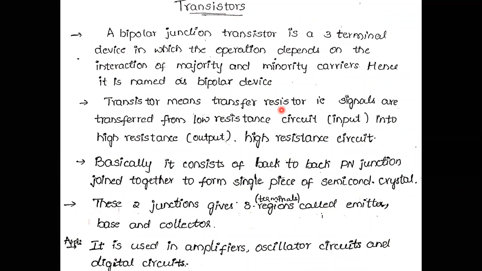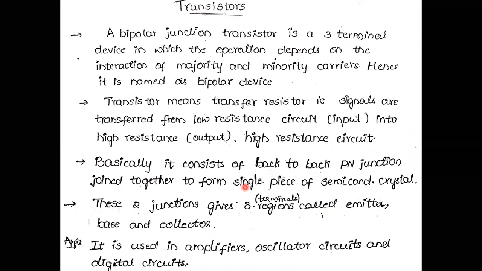Basically a transistor inbuiltly consists of two pn junction diodes, connected back to back. There are three terminals present in a transistor. Those three terminals are emitter, base and collector. The basic applications of transistors are amplifiers, oscillators, and it can be used in many types of analog and digital circuits also.